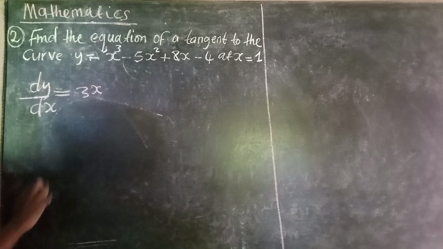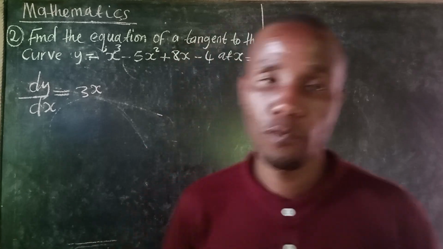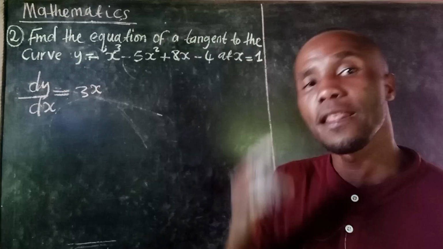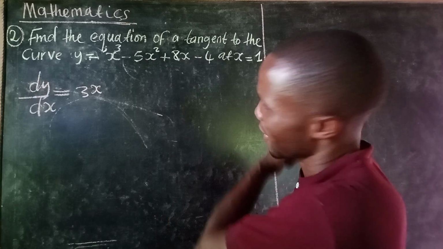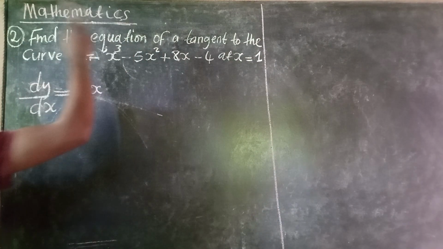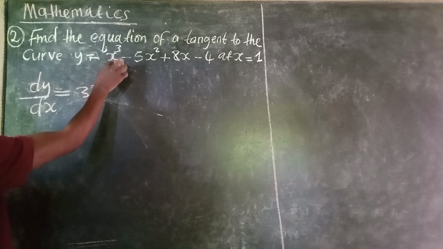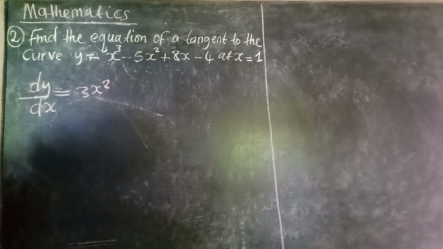Then the power that you have should be decreased by 1, meaning you are going to subtract 1. And that rule is constant. Since this is a 3, so 3 minus 1, you are going to have 2. So meaning you have differentiated this one. You have found the dy/dx.